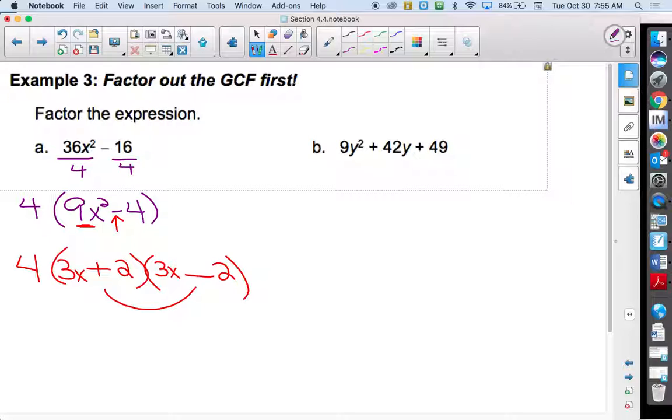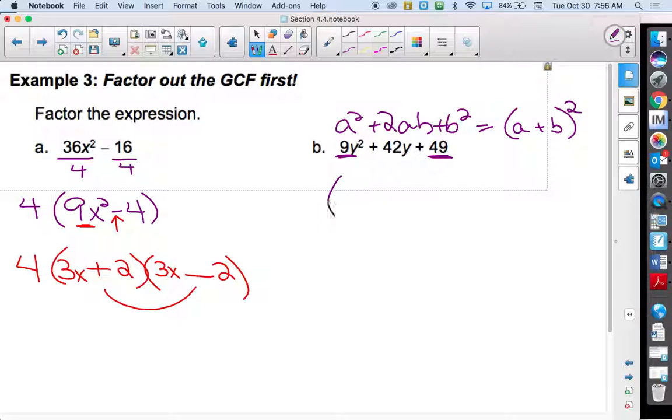The next part, are these special patterns? Are 9 and 49 special numbers? Melanie? Yeah, they are. So this is that pattern where our answer is just that single quantity squared, and in this case there's a plus in the middle, so there's a plus when we factor it. So this is a special pattern because 9 and 49 are both perfect squares.